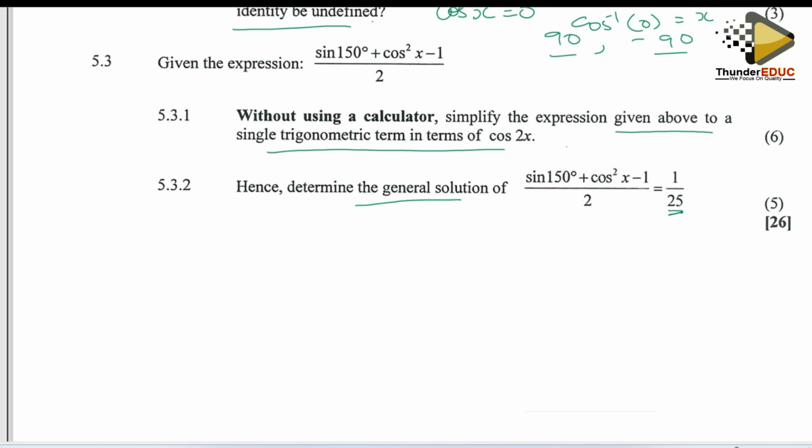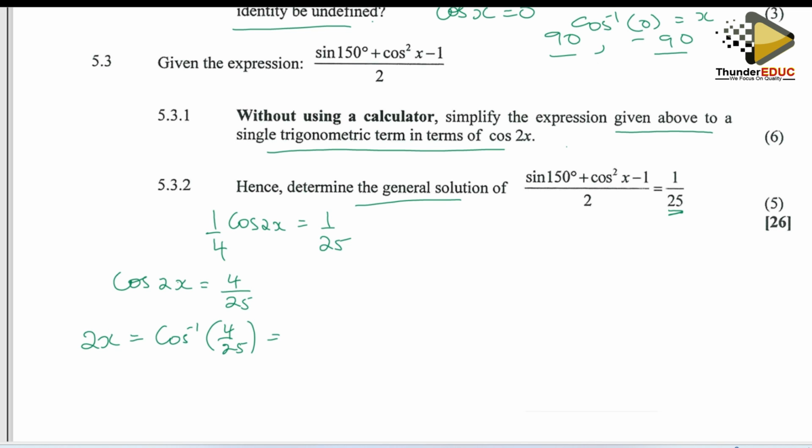So from our single trig ratio, which was a quarter cos 2x, is equal to 1 over 25. So multiply both sides by 4, so that cos 2x is the same as 4 over 25. We need to find our reference angle, which means that 2x should be the inverse cos of 4 over 25. And this angle becomes what we have. So I have 80.79 from my calculator.